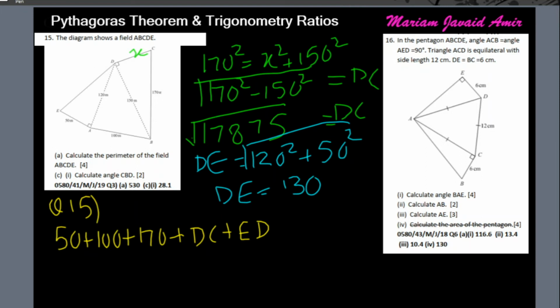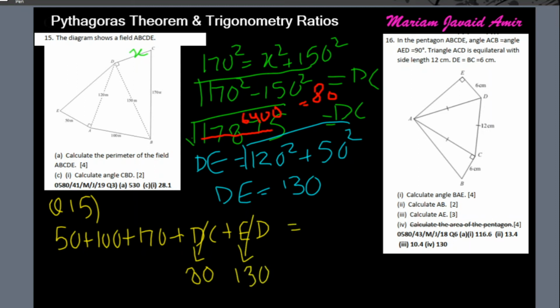Wait a second. 17875. Okay, I've made a mistake here. This becomes 6400, not what I wrote. And then under root of 6400 is simply 80. So DC equals 80 and DE equals 130. So this is 80 and this is 130.